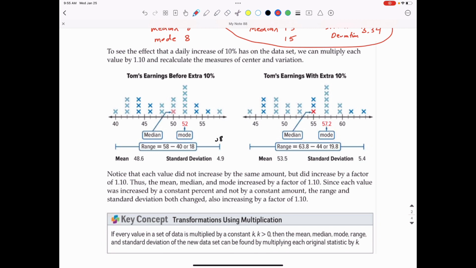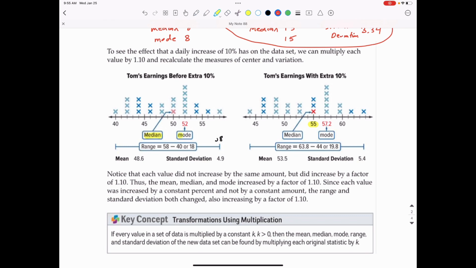We can also see the effect that a daily increase of 10% will have on the data set. So going back to Tom's earnings, we still have Tom's earnings before the extra 10% on the left side. But look what happens to Tom's earnings when we add 10% on the right side. The mean, median, and mode will all increase by 10%. So his median was 50. If you get a 10% raise of 50, that means you're going to get 1.1 times the original amount. So 1.1 times 50 is 55. So he would get $55 with a 10% raise.